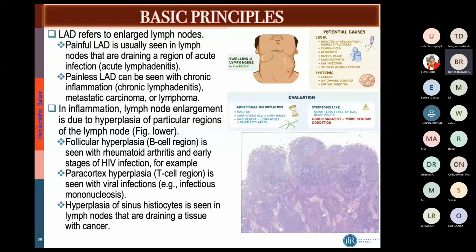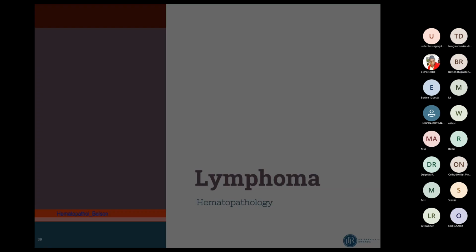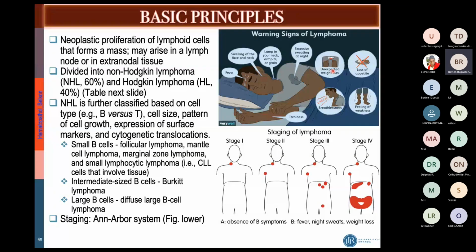So here in this diagram, there are potential causes, local or systemic. I think they are the same as we mentioned. So then this prepares us to go further to lymphomas. Lymphomas are solid tumors now arising from lymphocytes. So this is a neoplastic proliferation of lymphoid cells that forms a mass. It may arise in a lymph node or extra lymph node tissue.